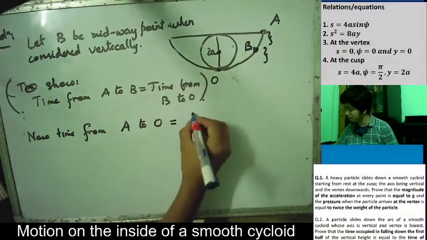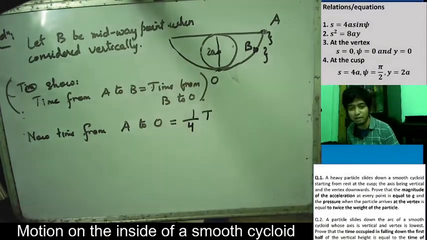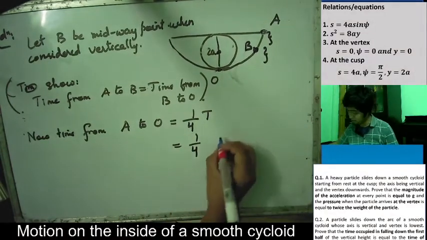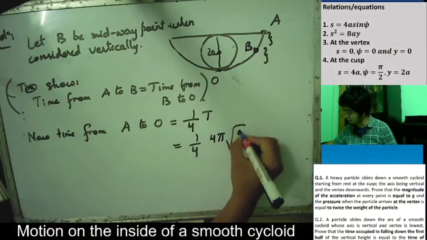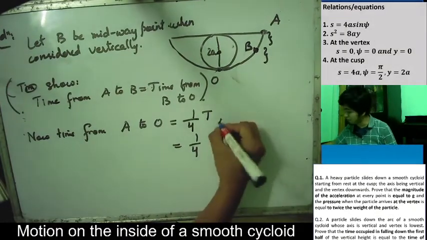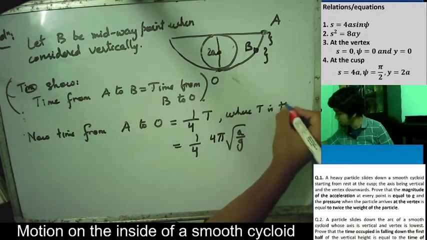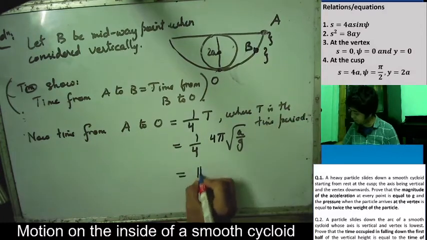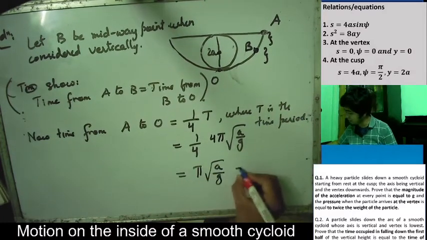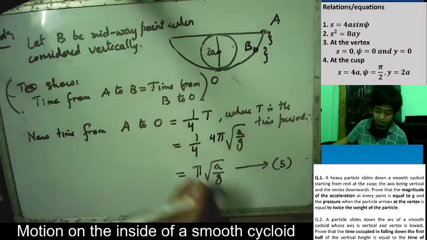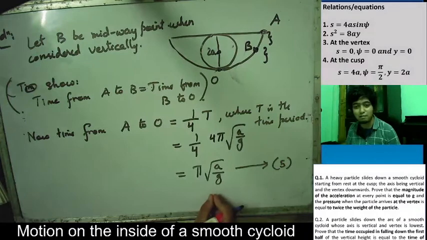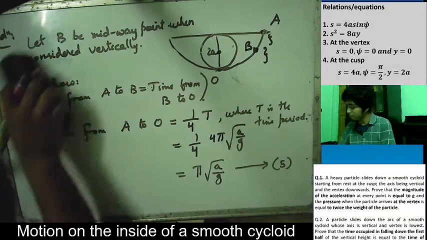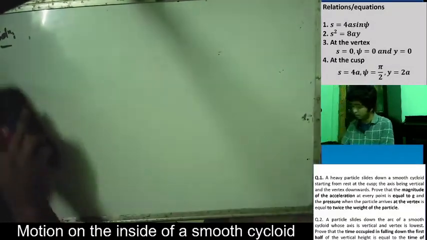Time from A to O will be 1 by 4 of the time period. The time period, if you remember, is equal to 4 pi root A by g, where T is the time period. So we will get this to be equal to pi root A by g. Just name this one as equation 5. The time from A to O is pi root A by g. Now we will find the time from A to B.